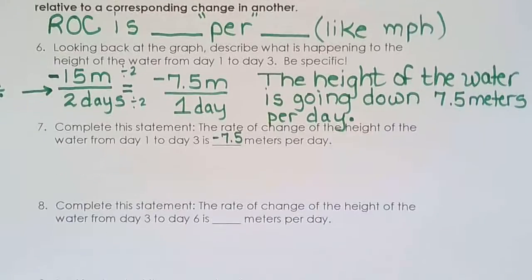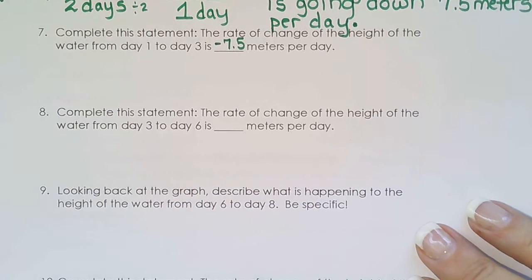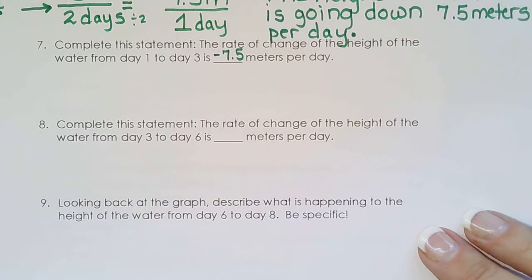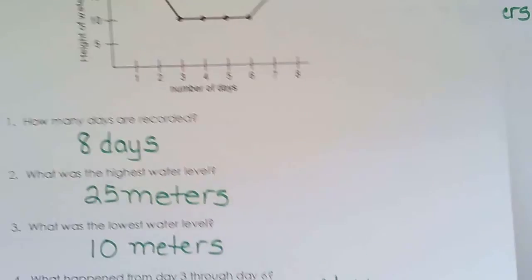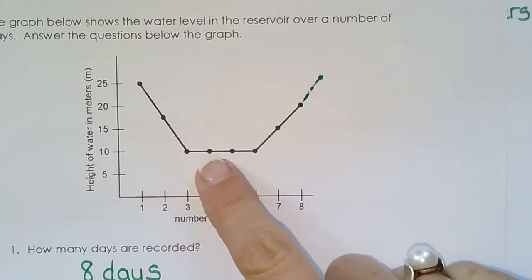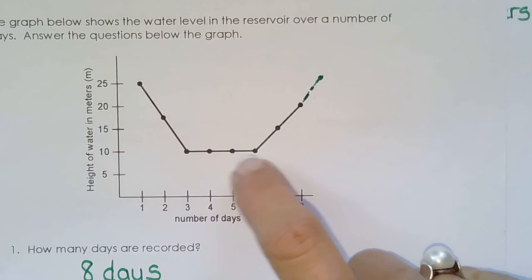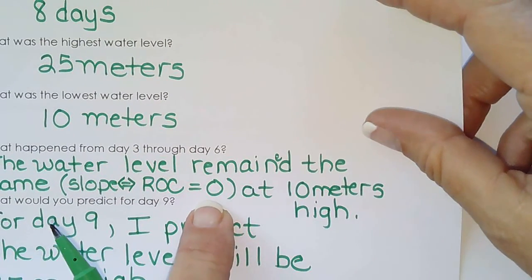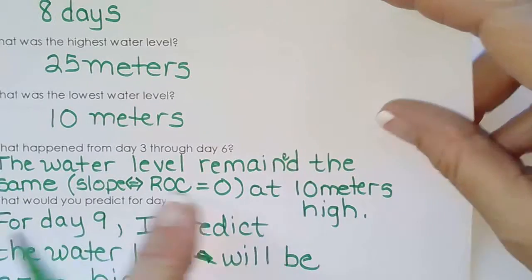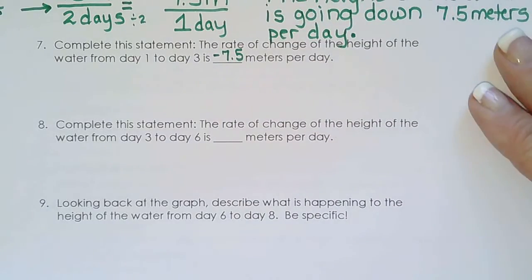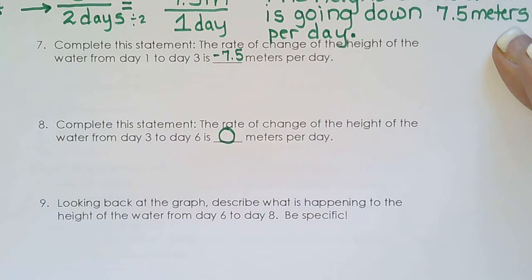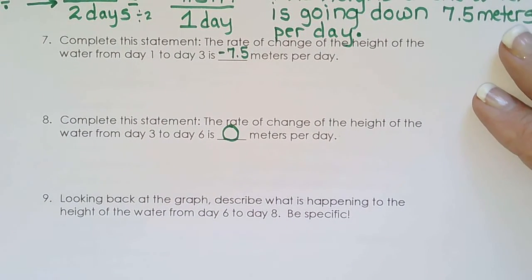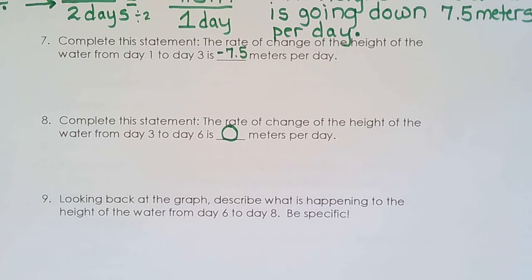Okay, so I think we have time to do one more. Let's go ahead and try. Complete this statement. The rate of change of the height of water from day 3 to day 6. So day 3 to day 6, the rate of change was 0 because there's 0 change in the height. So that would be 0 meters per day. And we'll stop there and do the last 2 on the next video.